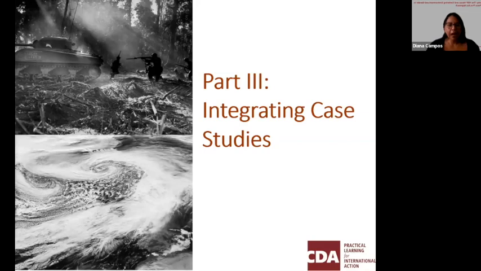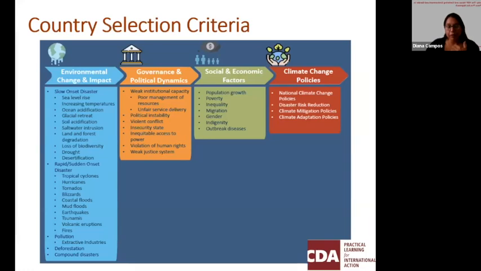And how did we come up with those places to conduct our research? Well, we developed a country selection criteria. The project expects to conduct 15 to 20 case studies around the world. The country selection criteria was co-developed by CDA and the high-level advisory committee. Selection is under four main categories: environmental change and impacts, governance and political dynamics, social and economic factors, and climate change and policy.